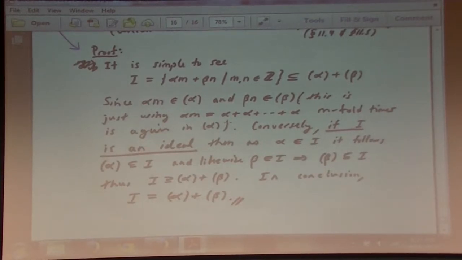The ideal is integers times alpha, I guess. Yeah, so we're defining I to be alpha n plus beta n, so the integral linear combinations of alpha and beta. And I'm saying that I is an ideal. So if you assume both of those things, it forces I to be equal to the ideal generated by alpha plus the ideal generated by beta.